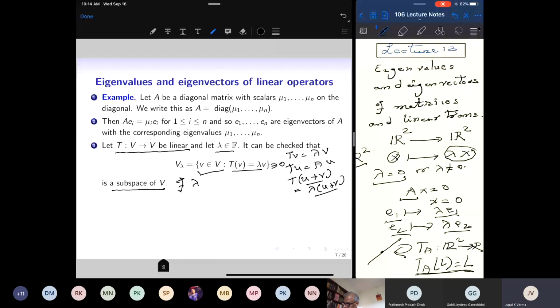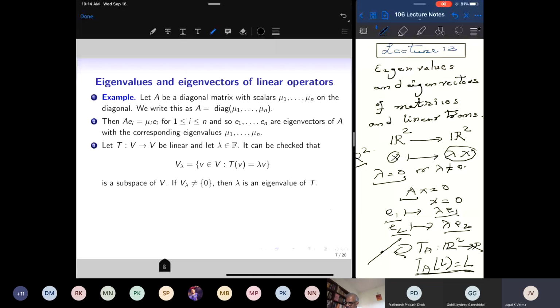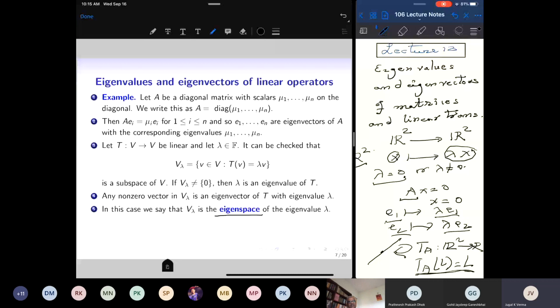If my linear transformation is acting on an n-dimensional vector space, then there will be at most n eigenvalues, because they are roots of a characteristic polynomial of degree n. And for each eigenvalue, I have this vector space of all vectors so that Tv is equal to lambda v. This is called the eigenspace of lambda. Lambda is an eigenvalue of T, and any non-zero vector in V lambda is an eigenvector of T with eigenvalue lambda. So with every eigenvalue, I associate an eigenspace.